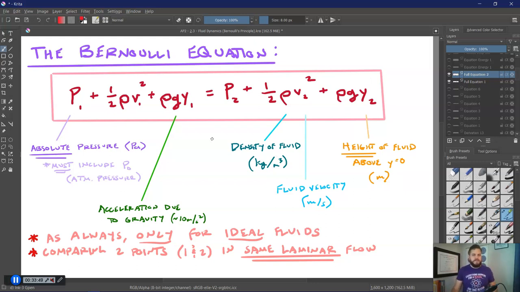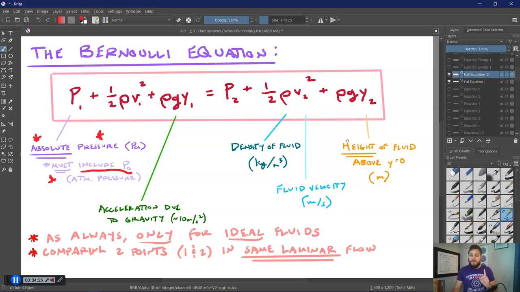And if we look at all of the pieces, well, P1 and P2 are the absolute pressures. Keeping in mind absolute pressure means you have to include atmospheric pressure. If you want to know the gauge pressure, then you would take that pressure and subtract out atmospheric pressure from them. Okay, we also have g in 2 different points. g is just the acceleration due to gravity, which is approximately 10 meters per second squared here on Earth. The density of the fluid, which pops up a lot, is in units of kilograms per meter cubed. It's going to be the same density because we're looking at the same fluid flow. The fluid velocity, V1 and V2, is in just meters per second.